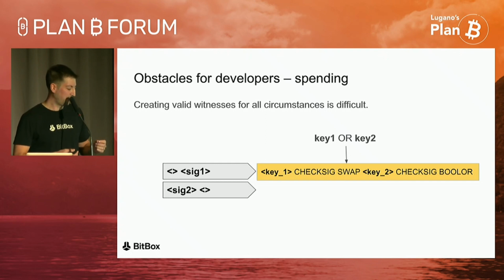You have to sometimes provide an empty value. Like here, for example, the first signature is used to satisfy the first key. And the empty value is to not satisfy the second key because you only need one of them. But you still need to provide both values so the Bitcoin script executes. And so this is a simple example, but when you have more complicated scripts, then constructing a valid witness under all circumstances becomes very tricky to do.